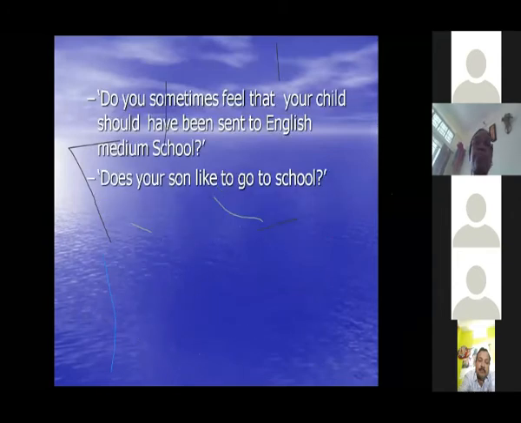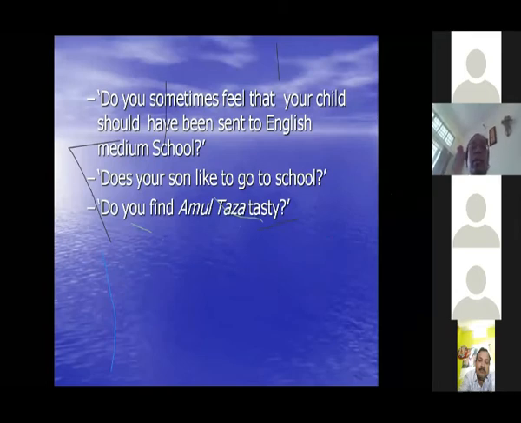Observe these questions. Does your son like to go to school? Do you think that your child should have been sent to English medium school? Do you find Amul Taza tasty? Here, the researcher assumes that the respondent has a son, and that the child is a son. Therefore, this type of pre-assumed question should always be avoided.